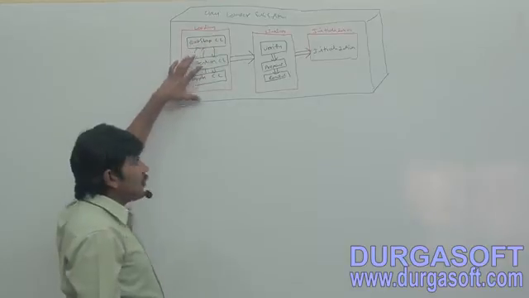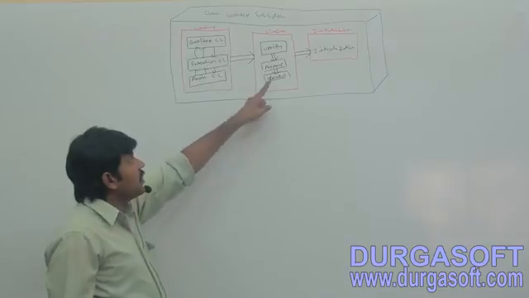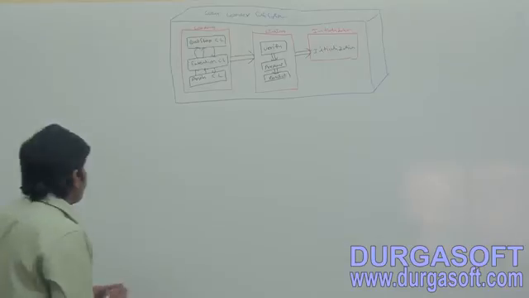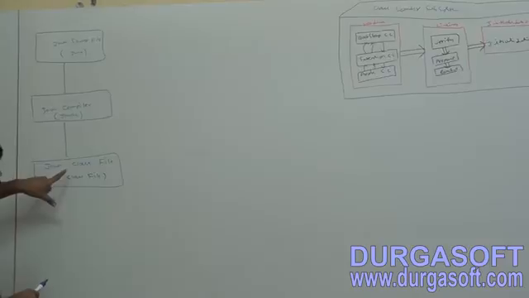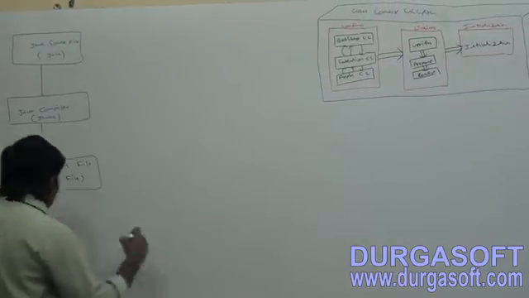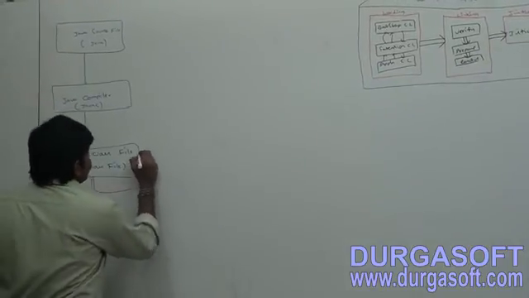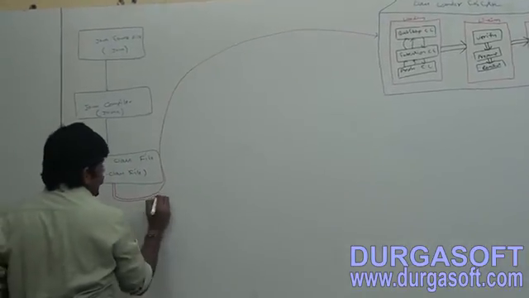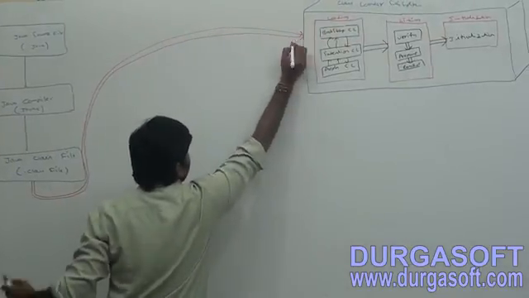How many types of class loaders are there? What is the role of the class loader? What is the algorithm followed by the class loader? After the linking, how many activities are there? Initialization. Do you know which one acts as input for this class loader subsystem? Here the .class file acts as input. Whatever .class files are there, they act as input to the class loader subsystem.